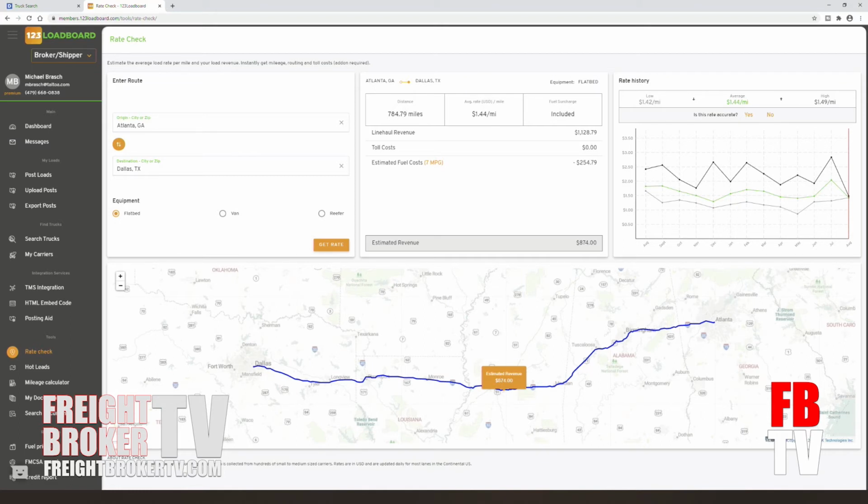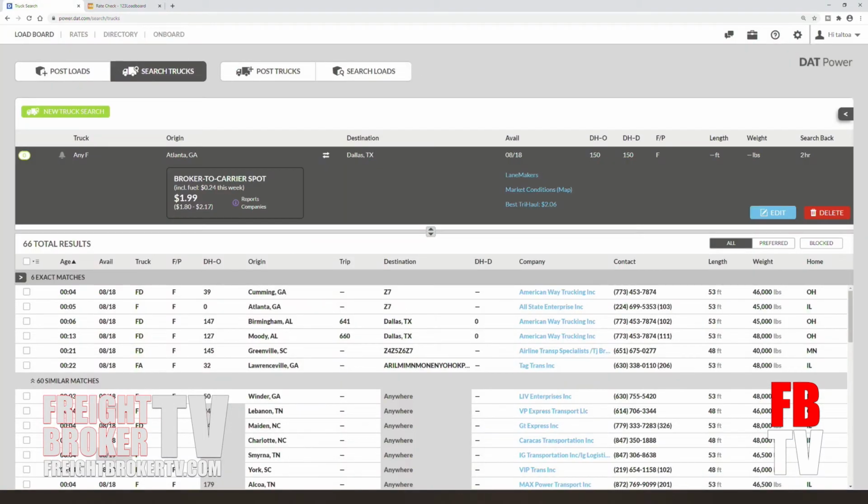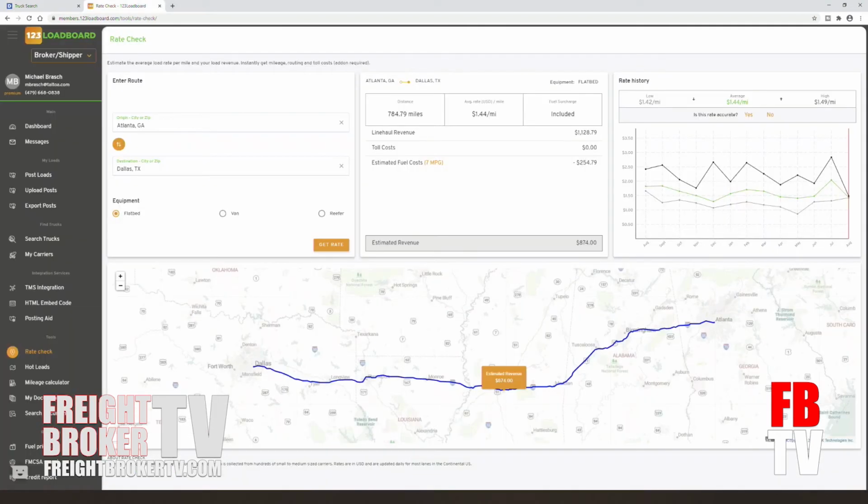Over here we have a rate history. Low is $1.42, the high is $1.49, and the average came out to $1.44. Here on the DAT load board, $1.80 is the low and $2.17 is the high. So which one do I go by? Well, it depends. If I'm using DAT, I'm obviously going to use the DAT spot rate. If, though, I've only got the 123 Load Board rate tool, I am probably going to keep with this one because it's all I have. That makes sense. Use the tool you have available.